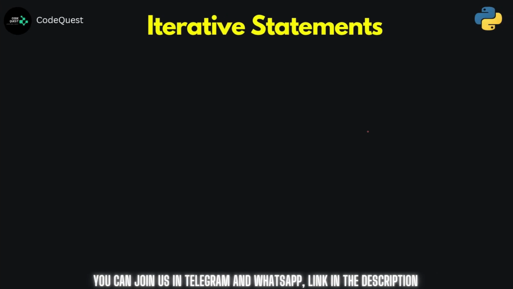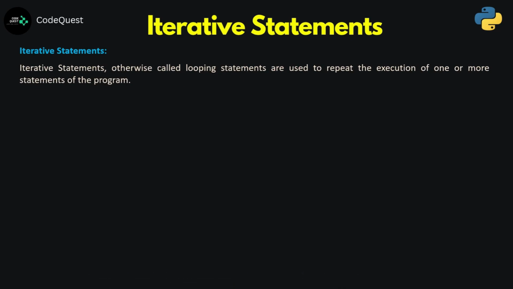So iterative statements, otherwise called looping statements, are used to repeat the execution of one or more statements of the program. Every time we need to repeat the execution of a particular statement or group of statements, we can take the help of looping statements, or what we call iterative statements. Python has given two categories of looping statements.